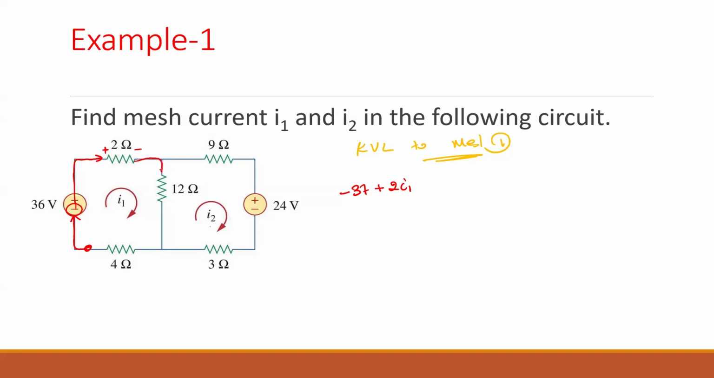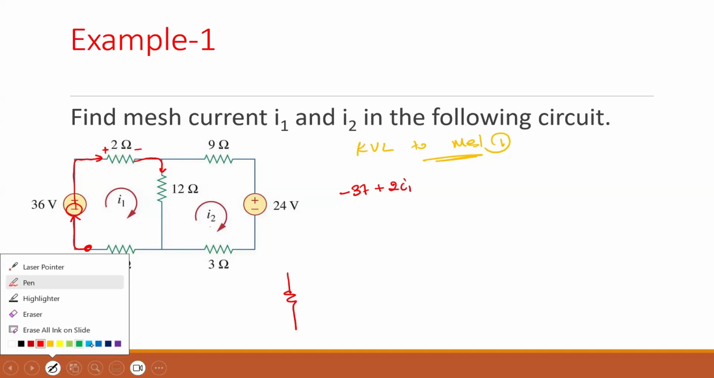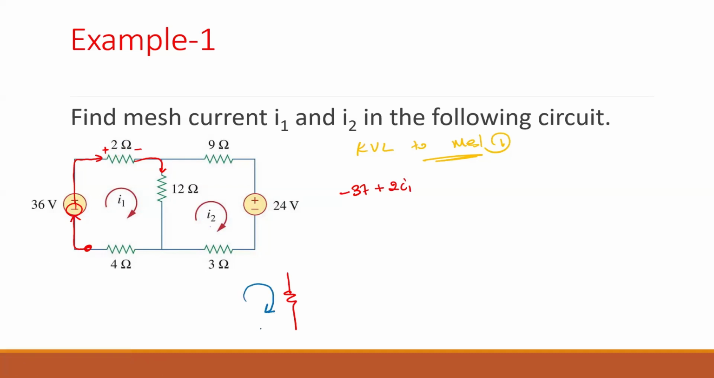And then we are coming here. If you consider this middle path, we have assigned I1 current to this and I2 current to this side, isn't it? So the net current, as we are going down now, in the downward direction will be I1 minus I2. Do you agree with me? Yep. So this will be plus 12 times (I1 minus I2).